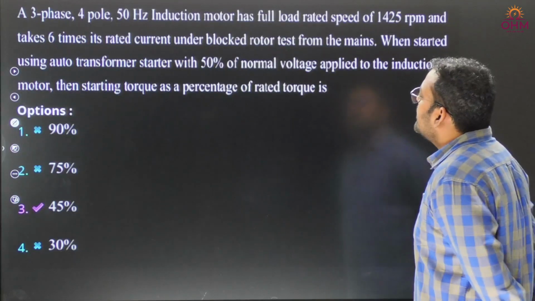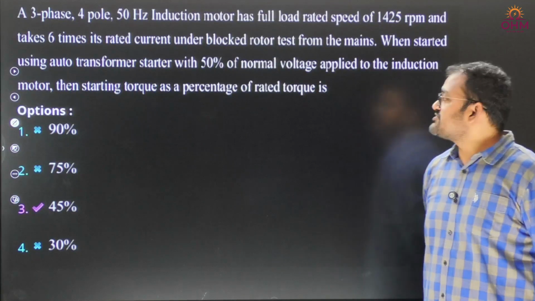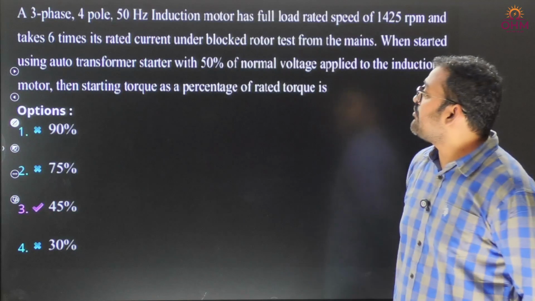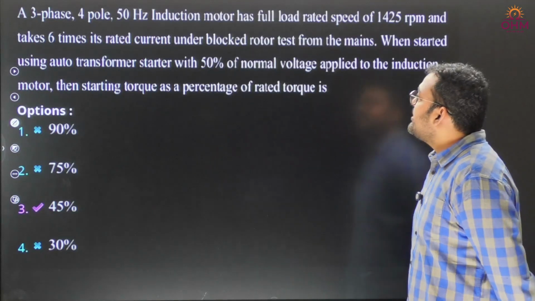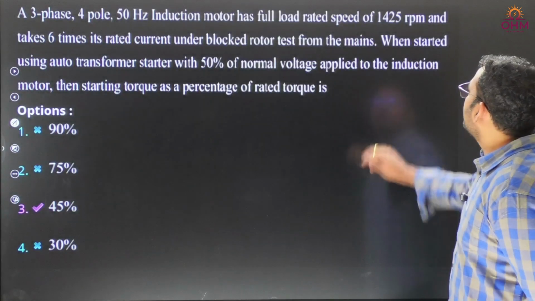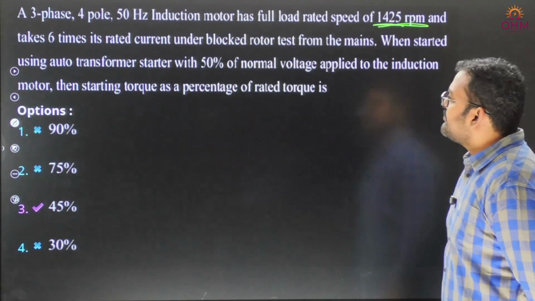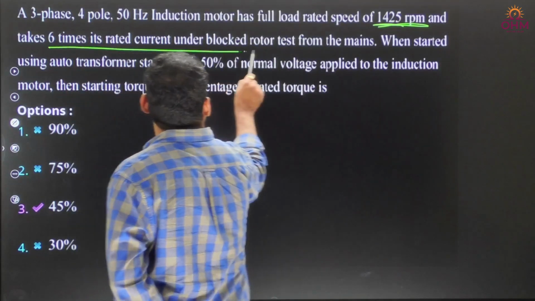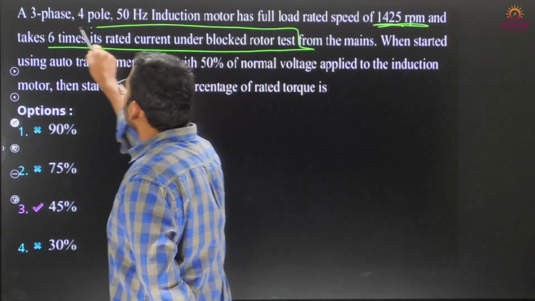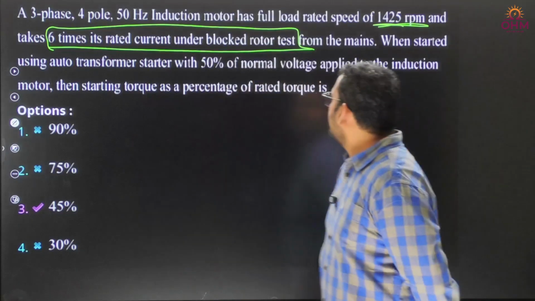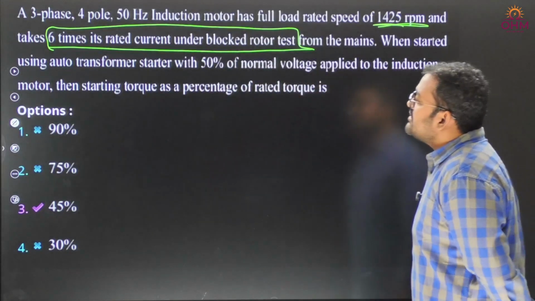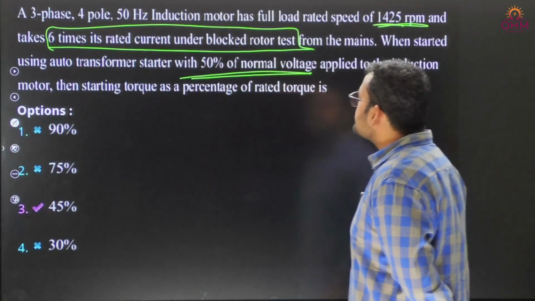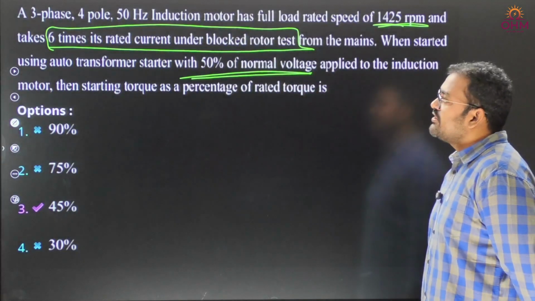Okay. Now the next question, this question is from induction motors, especially from starters. If you read the problem, a 3-phase 4-pole 50 Hz induction motor has full load speed of 1425 RPM and takes 6 times the rated current under blocked rotor test. Blocked rotor test means short circuit current. When the starter using auto transformer with 50% tapping, what is the ratio between starting torque to rated torque?